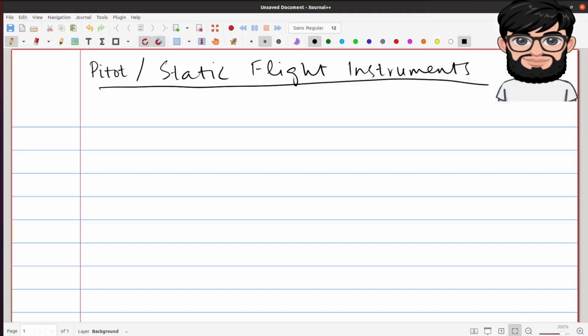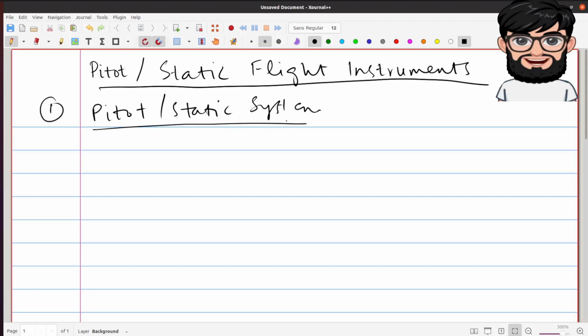In this video we're going to be covering a new section. This is going to be the pitot or static flight instruments. The first one is the pitot or static system. We're going to be explaining what the pitot system is, basically the pitot tube which is used to calculate the speed. That's what we're talking about. So what instruments operate off of this system?